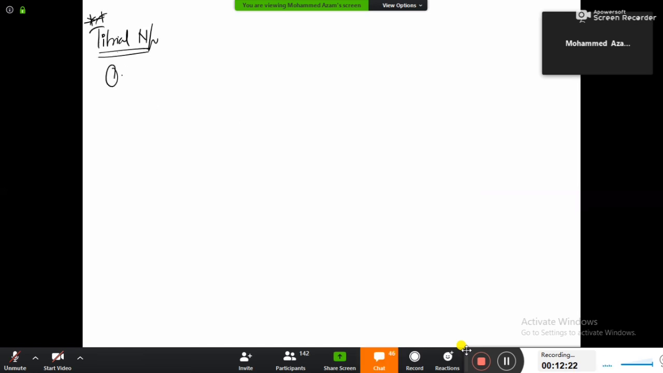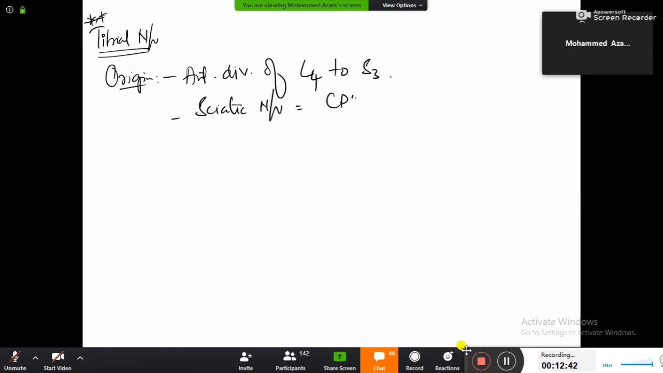In any nerve, first of all we need to write down origin, and in origin my students are like experts. Tell me what is the origin of tibial nerve? Anterior division of L4 to S3. The next is, we already know tibial nerve is also a component of which nerve only? Sciatic nerve. Sciatic nerve is made up of what? Common peroneal nerve plus tibial nerve. Common peroneal nerve already done, and now we are going to learn about tibial nerve.